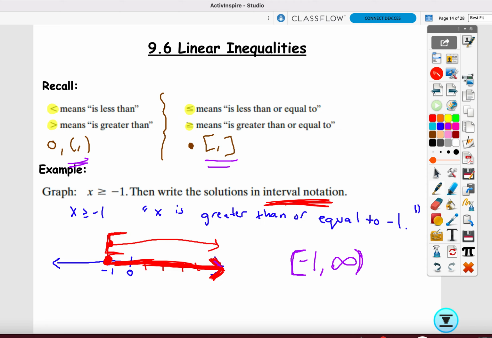Let's look at these next two examples. So A, graph -1 is greater than x. Write the solution in interval notation. So we want to graph it first. -1 is greater than. Uh-oh, how do I write this? It's not like before. Well, guess what? This can be rewritten actually. If -1 is greater than x, that's the same thing as saying x is what? If -1 is greater than x, so -1 is going to always be bigger than x, that's saying that x is also less than -1.